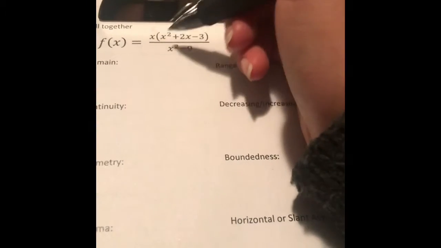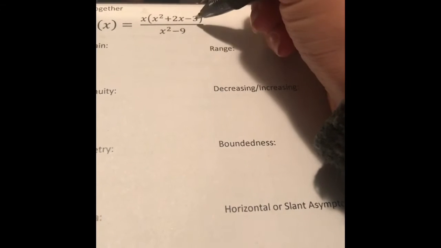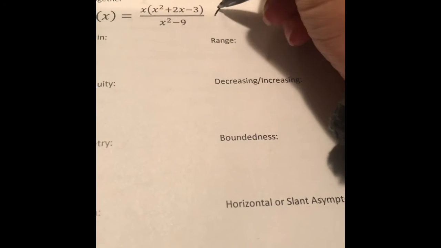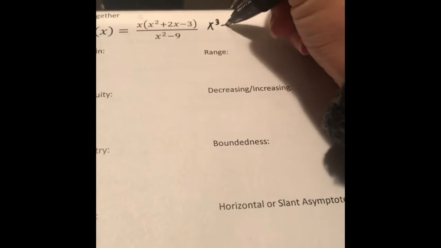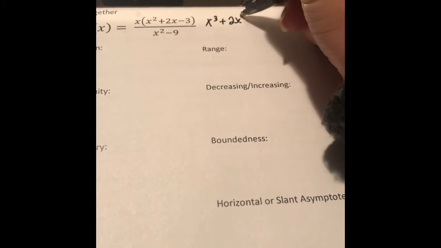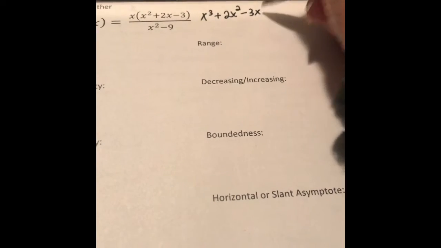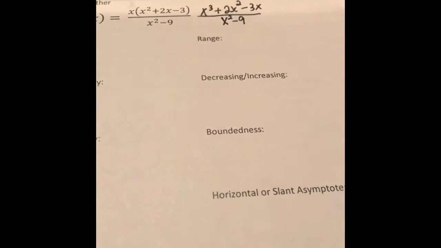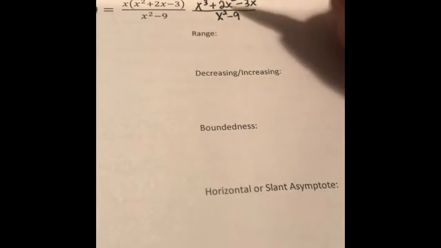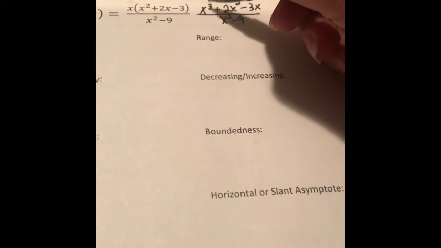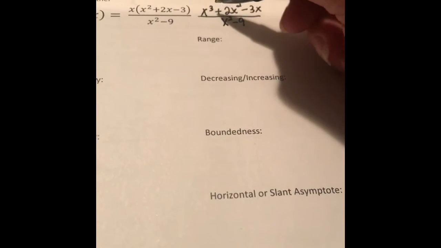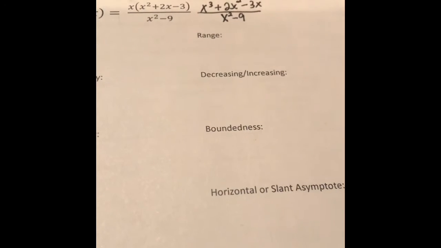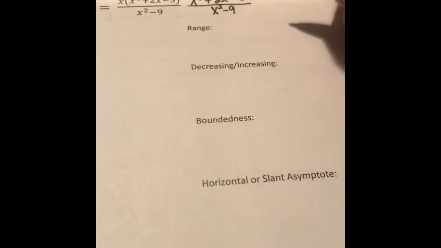First thing I'm going to notice is if I were to distribute this x, I would really get x cubed plus 2x squared minus 3x all over x squared minus 9. And you might think, well, why did you do that? Well, I want you to notice that the degree is higher on top, and it's higher by 1 degree, which is going to be BOTS.